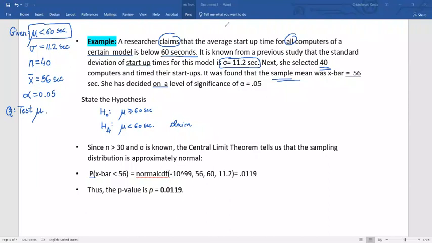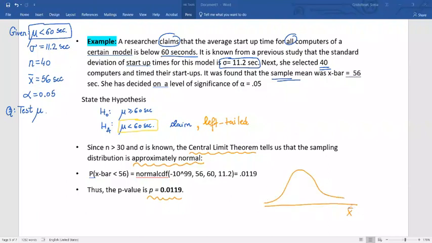The nature of the test, as we learned, is related to this second hypothesis. This one points to the left, so this will be a left-tailed test. Okay, so now how do we find values and try to come up with a p-value? Well, as simple as thinking of the central limit theorem. Since n is greater than 30 and sigma is known, the central limit theorem tells us that the sampling distribution is approximately normal. So if I were to visualize this, here is my sampling distribution.